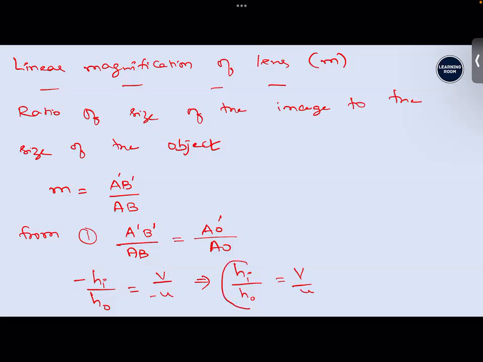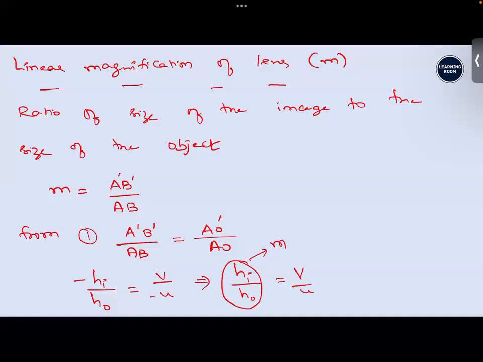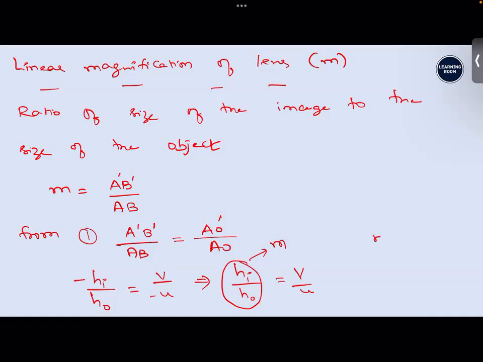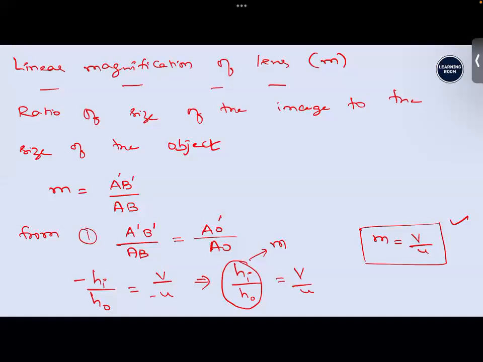And this HI divided by H naught is what is called linear magnification. So the linear magnification for a lens is given as V divided by U, whereas the linear magnification of a mirror is given as minus V by U. Okay. And what is the important point to be noted here? That you need to use a sign convention while you're solving problems as well.